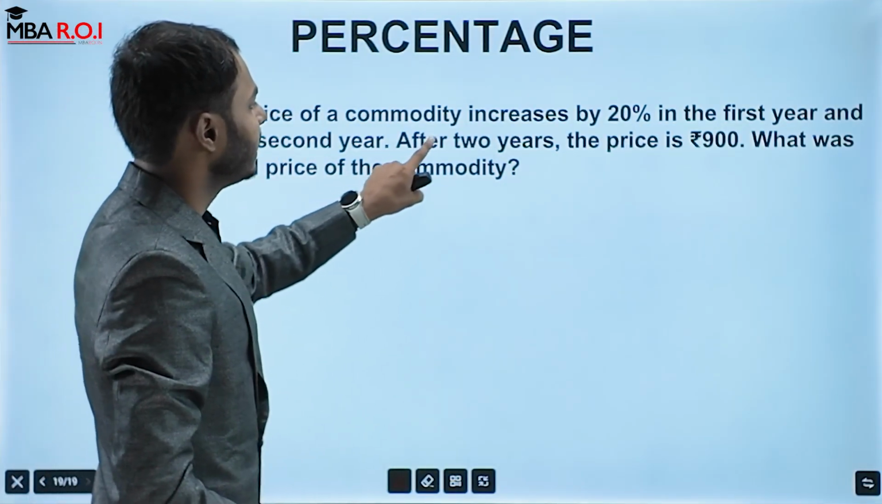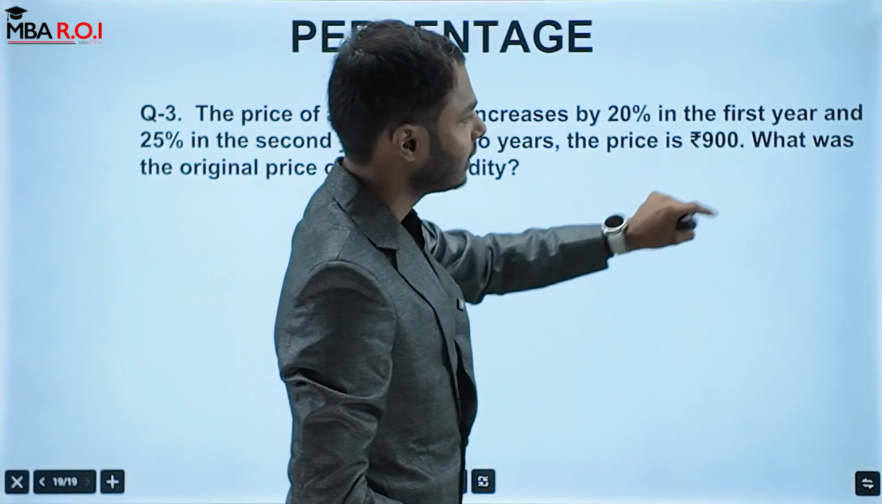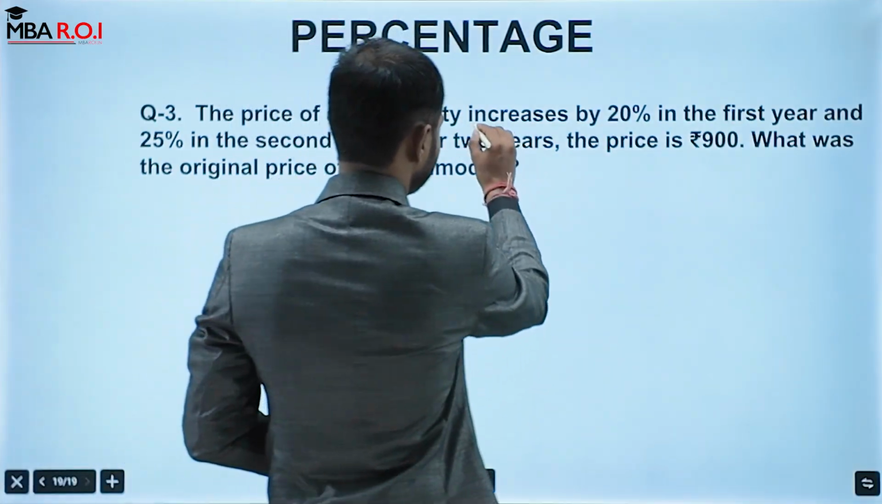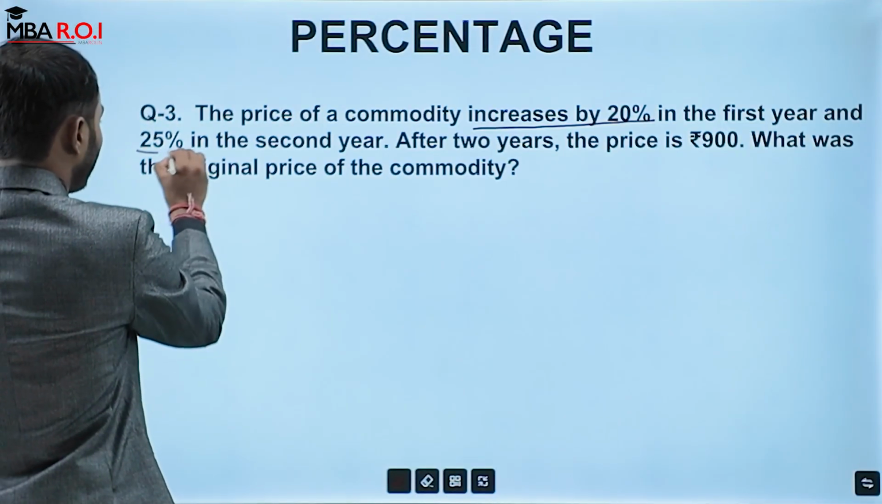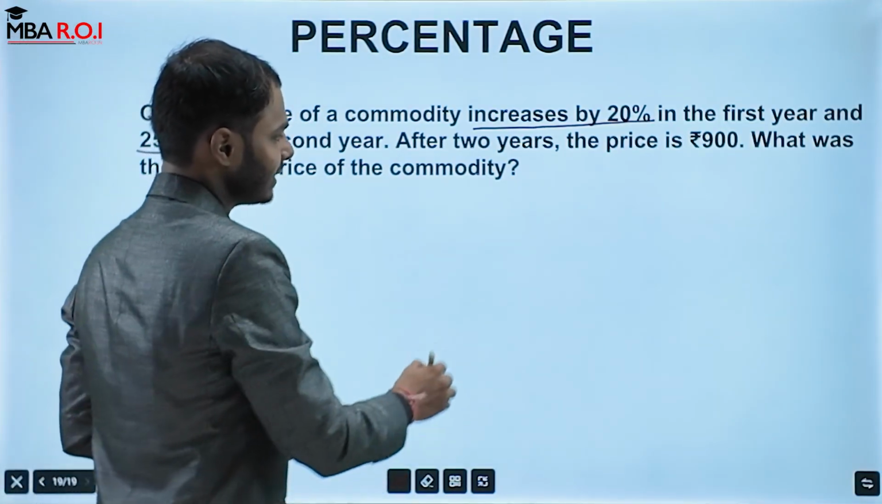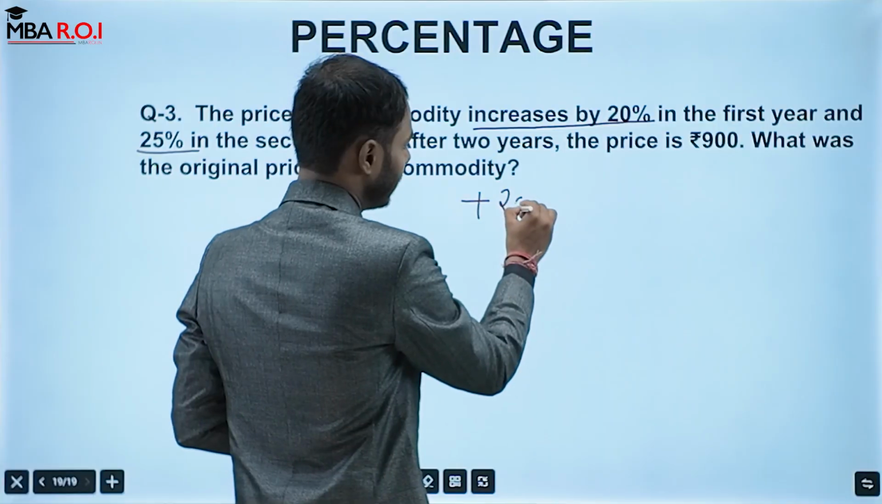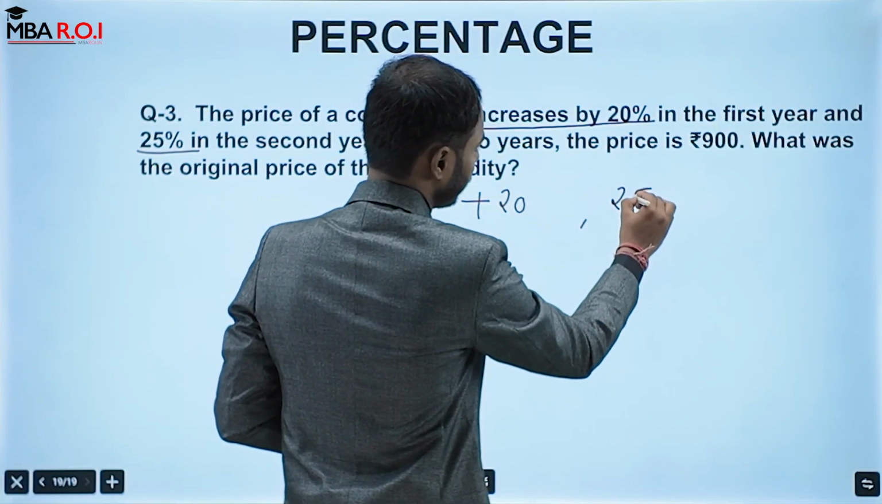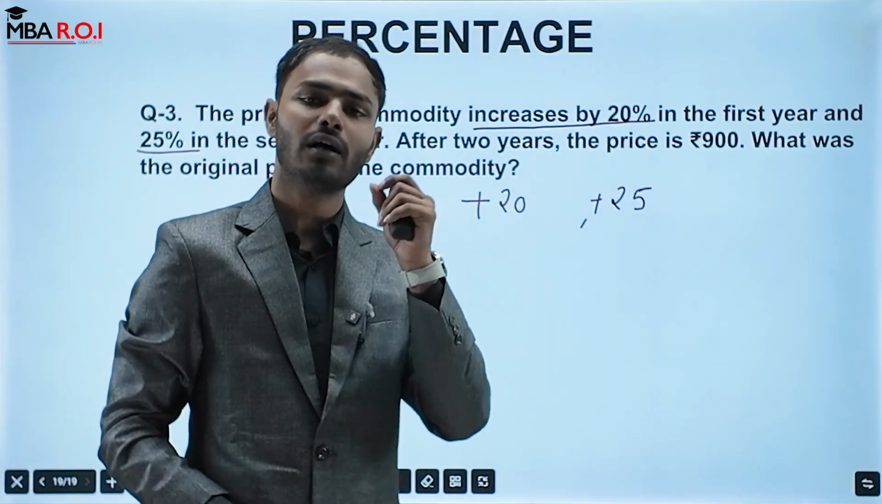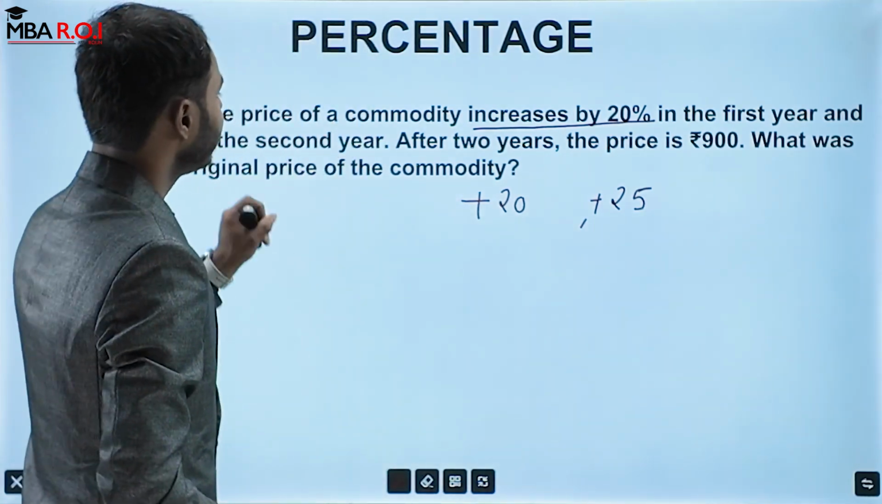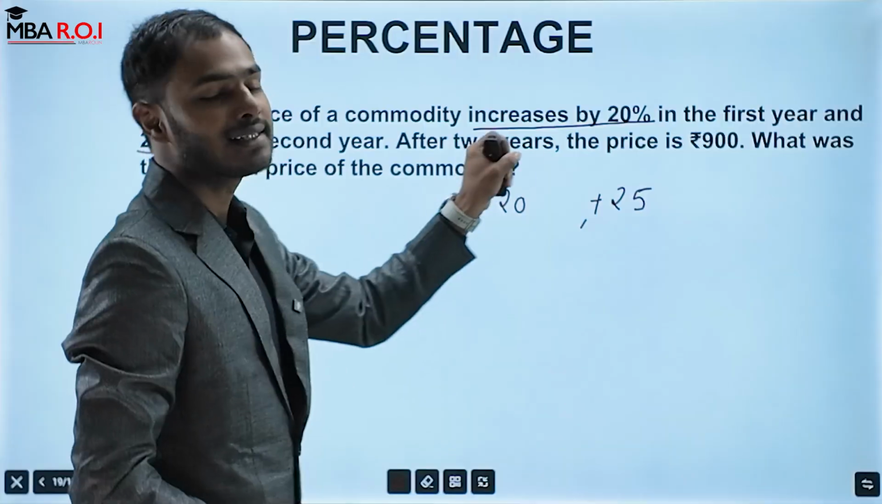The price of a commodity increases by 20% in the first year. So I'll highlight these things. Increases by 20% in the first year and 25% in the second year. So we can say that there are two increases. One is of 20% and the second one is of 25%. Because they are increases, I have considered them with a positive sign. Now it says after 2 years the price is 900.